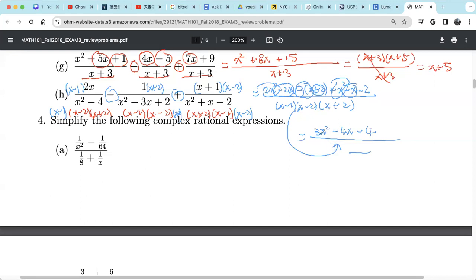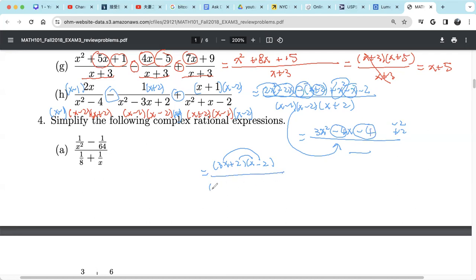Now, can I simplify the numerator? So I have 3x, x. Now this one is negative 4. Negative 4 can be negative 2 and positive 2. Right? So the middle term is a negative 4x. So if I put a negative 2 here and positive 2 here, you see I have 3x times negative 2, I get negative 6x. Then I have 2x, so that adds up to negative 4x. So this can be factored as this.